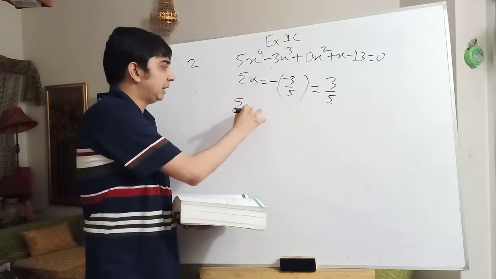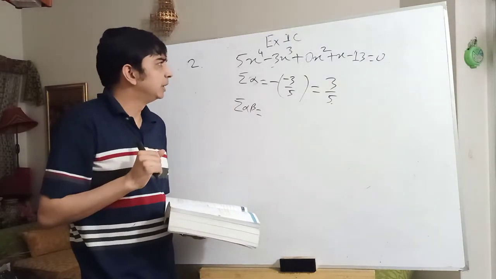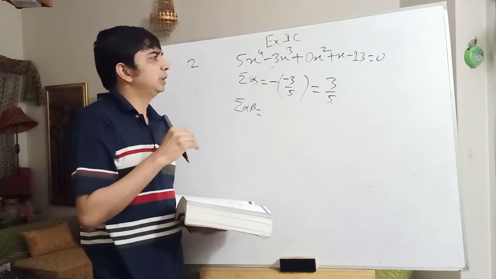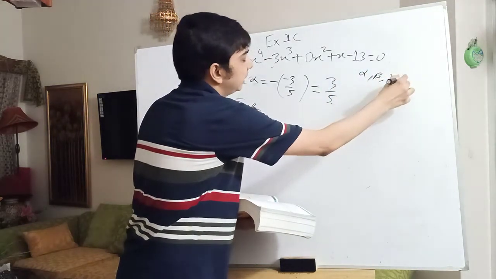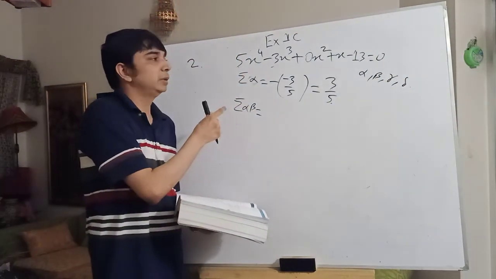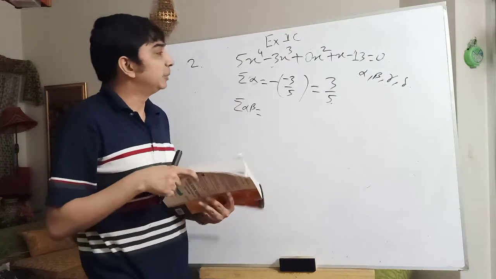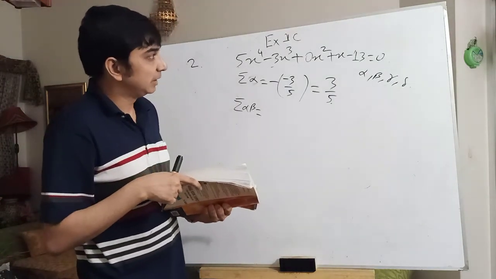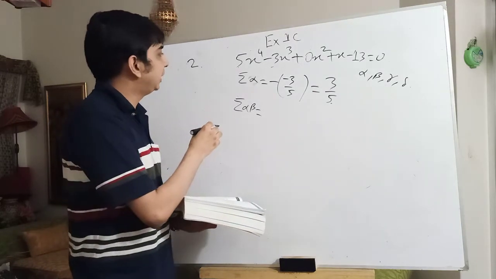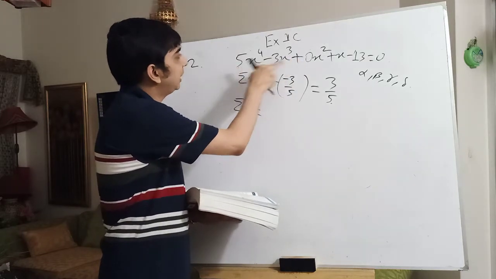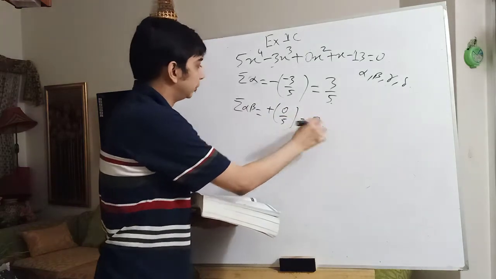Summation of alpha beta, that is sum of products taking 2 at a time. So this is a quartic equation. There are 4 roots: alpha, beta, gamma and delta. So it's like you take 2 at a time and you keep adding them till you have taken all the various combinations, like alpha beta, beta gamma, gamma delta, alpha delta, like that. So sum of products taking 2 at a time, this value is going to be 0 by 5. So the value will be 0.